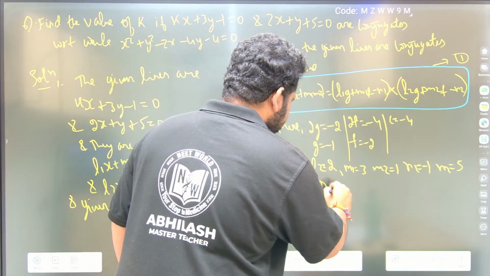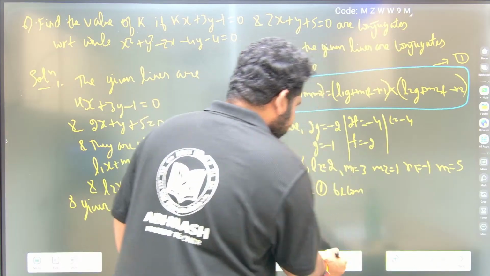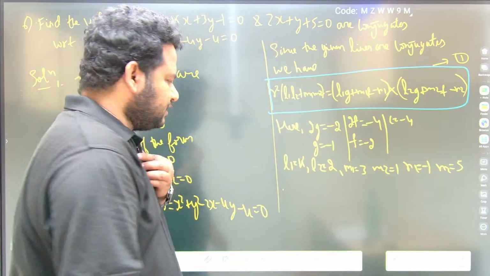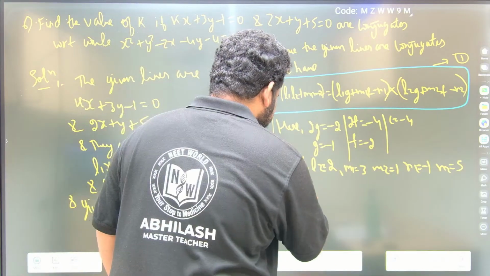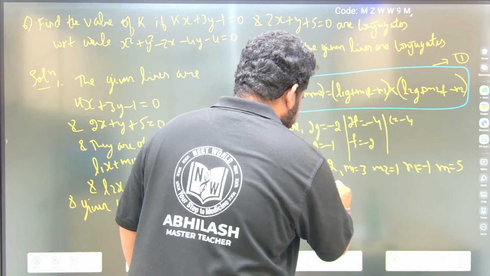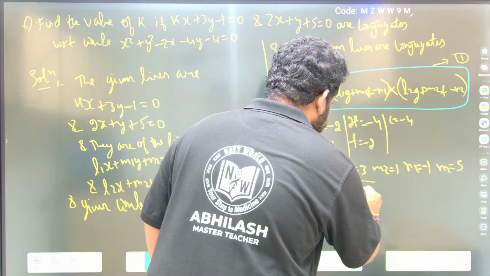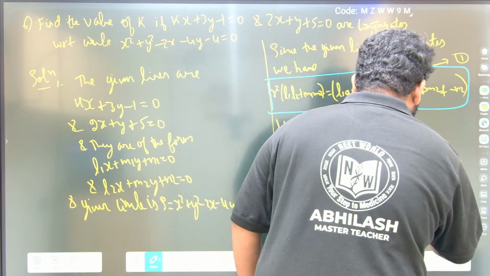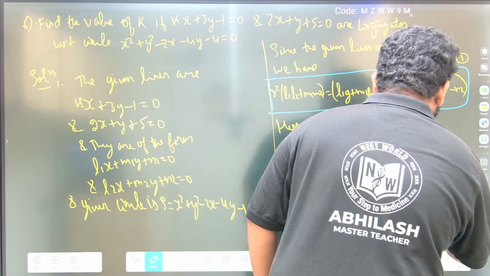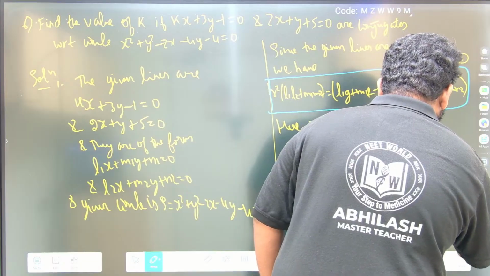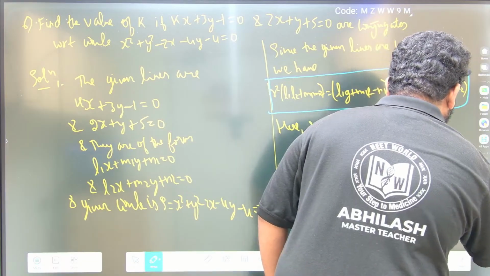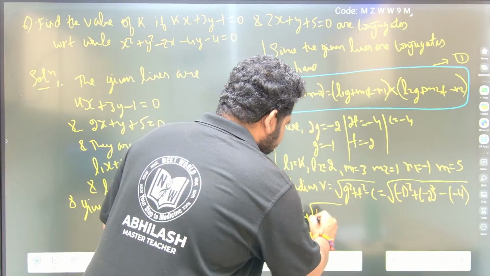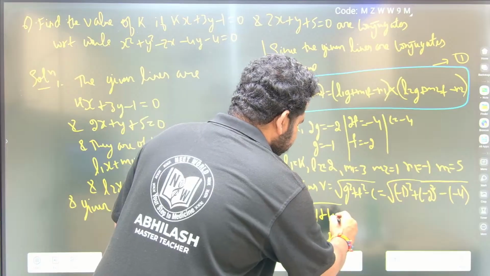Before writing equation 1, we definitely have to find the radius, since the formula has the radius. The radius r is equal to the square root of g² + f² - c. That means g² is (-1)² plus f² is (-2)², minus c is +4. So r equals the square root of 1 + 4 + 4.